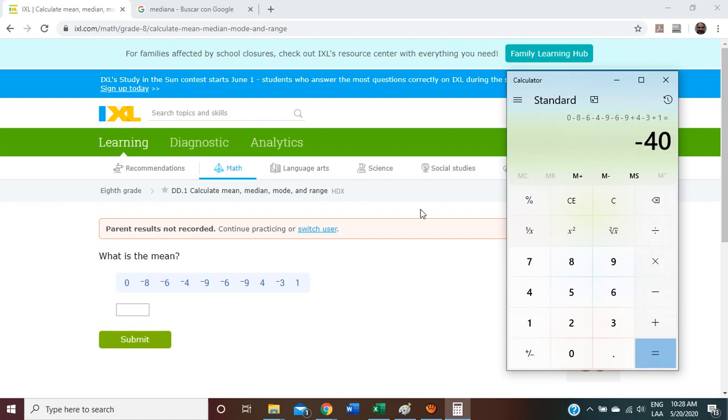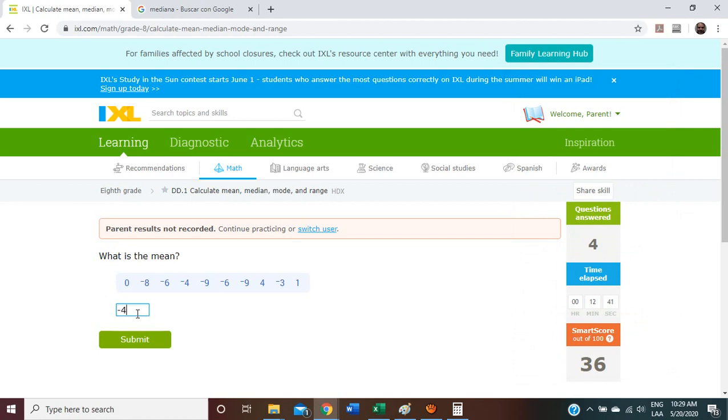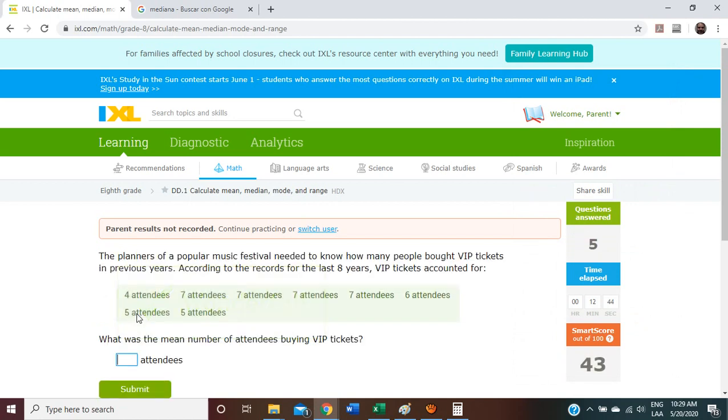Okay, so we have negative 40, but in order to get the mean, we need to divide those 40 by the number of items or the number of numbers. Okay, so it's 1, 2, 3, 4, 5, 6, 7, 8, 9, and 10. So we divide negative 40 by 10 equals negative 4. So this is our mean. Okay, we are halfway to the end because we have already solved 5 problems.